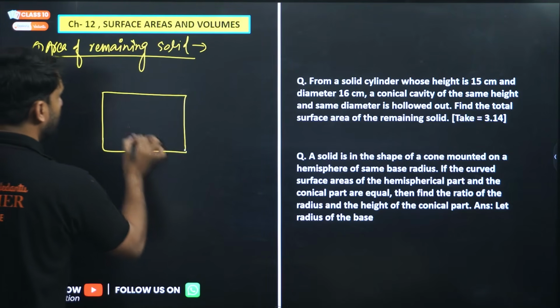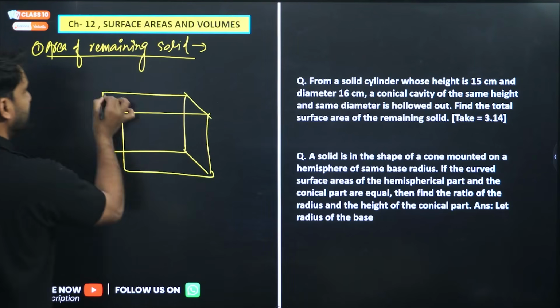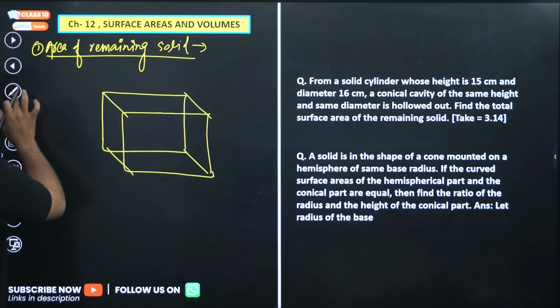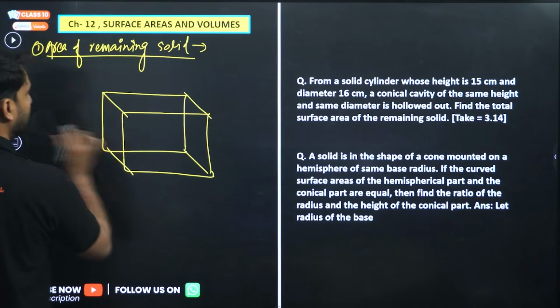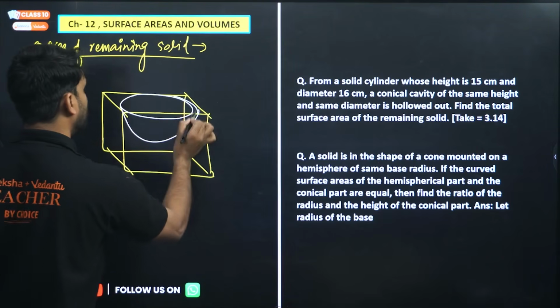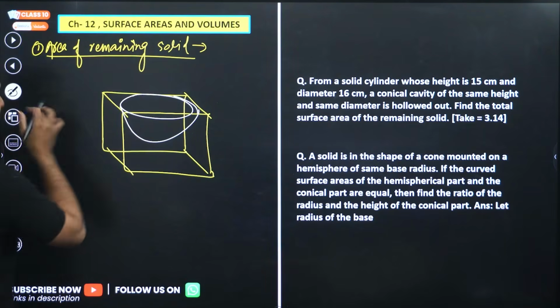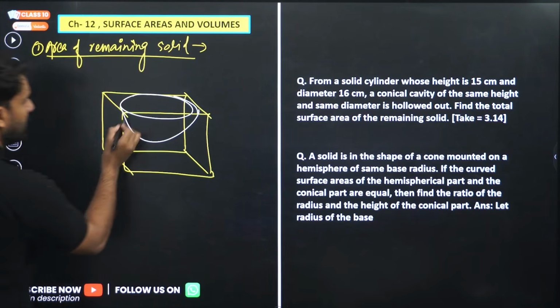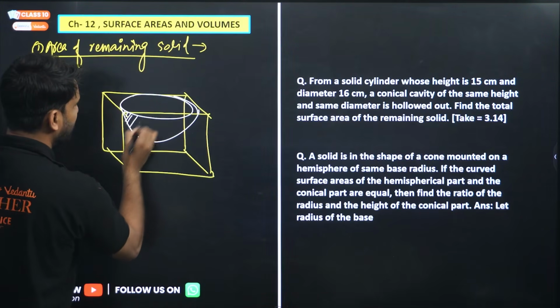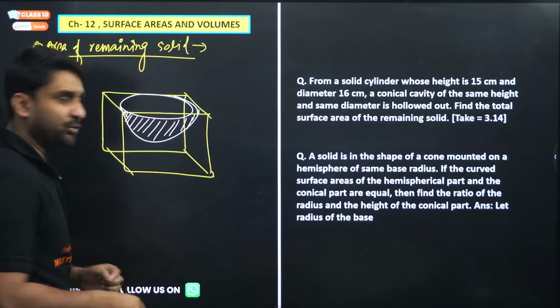Let's say there is a cube, and from this cube we have scooped out a hemisphere. This is the hemisphere we have scooped out. So what will be the total surface area of the remaining solid? After scooping the hemisphere, there will be a cavity of the hemisphere, which will be the newly exposed area.